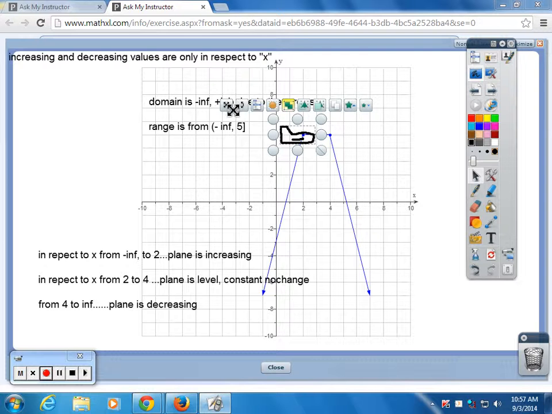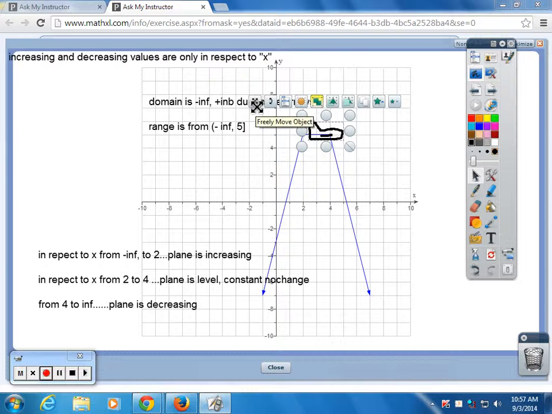And then when we get to 2, what's it called in plane terms? Two words. Leveling off. And then from 4 to infinity, we are making our approach.